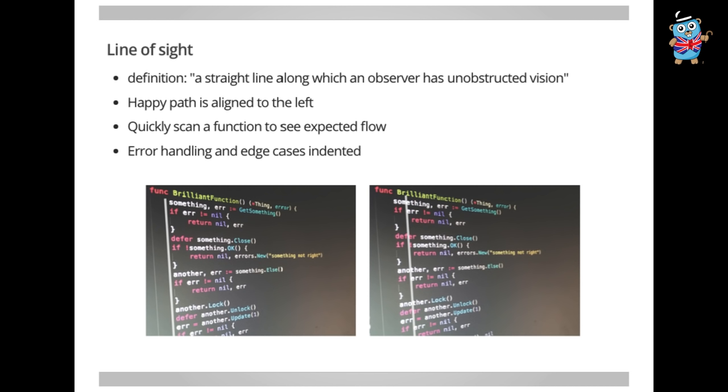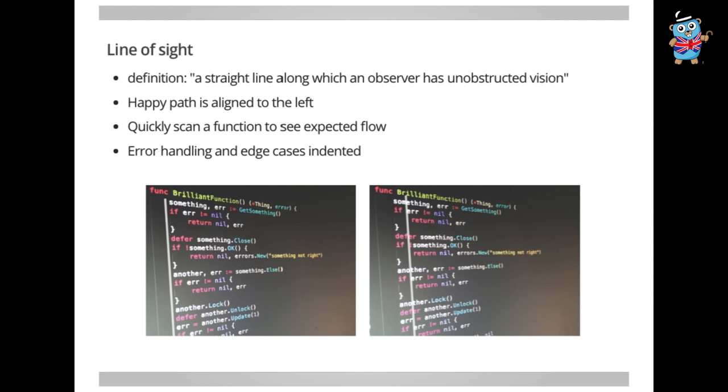If you see in this first picture, just by looking down the edge of the function, you can see what it's doing. It's going to get something, it's going to defer the closing. If something's not okay, deal with it. Something else, lock, unlock, defer. You can read it down that edge. And then indented, if you look in the second picture, you have all the error handling. And what this does is it allows you to quickly scan the function to see what it's doing.